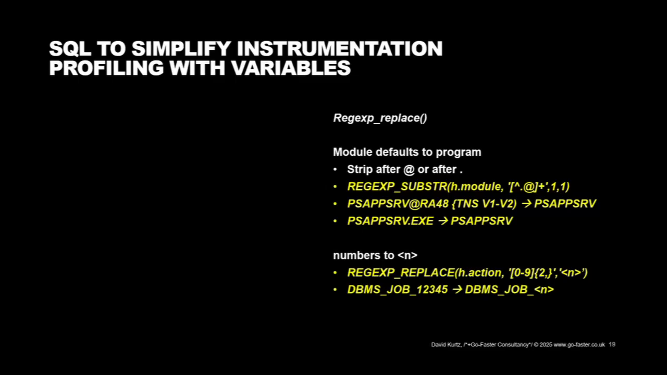Or it might be that there are numbers in that module and action, so I want to strip the numbers out. If it's a database job, I just want DBMS_JOB and replace the job number with an indicator that says there used to be a number here.